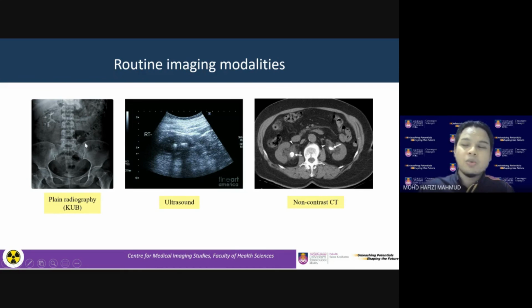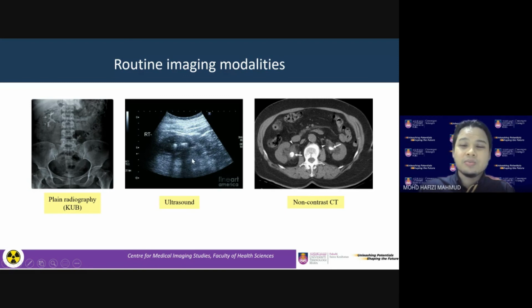Okay, one limitation is that some stones are very lucent, so we cannot clearly see the presence of the stone in plain radiography. It is the major limitation of KUB. Also we have ultrasound. Sometimes when plain radiography is not clearly visualized, the clinician would request an ultrasound. The advantage, of course, is non-ionizing radiation. You can see the stone.